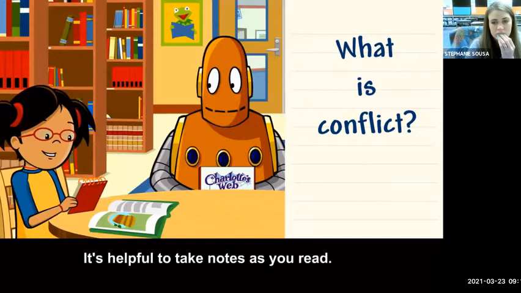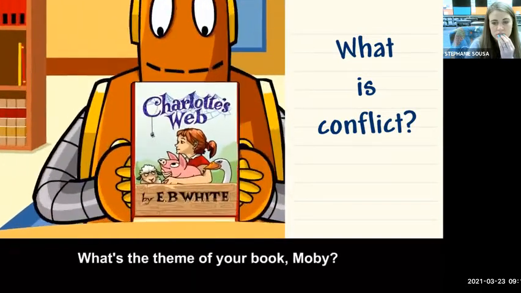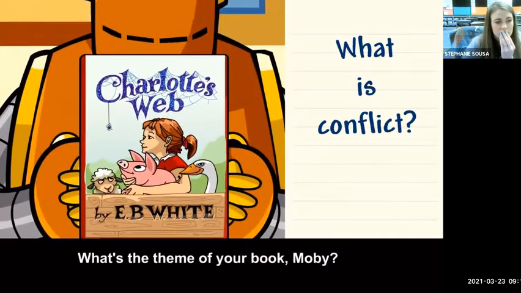It's helpful to take notes as you read. You can look them over to help you find the theme. What's the theme of your book, Moby?